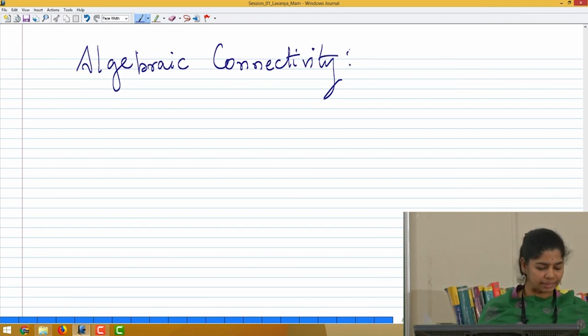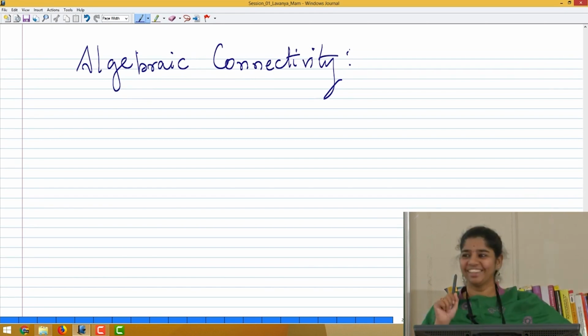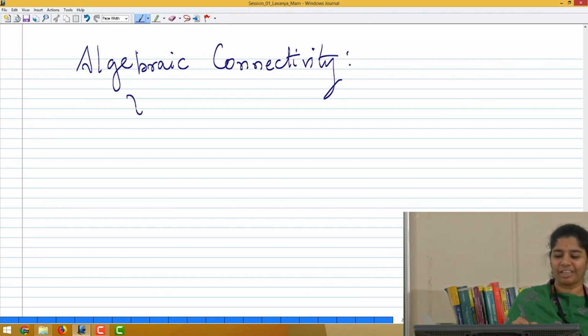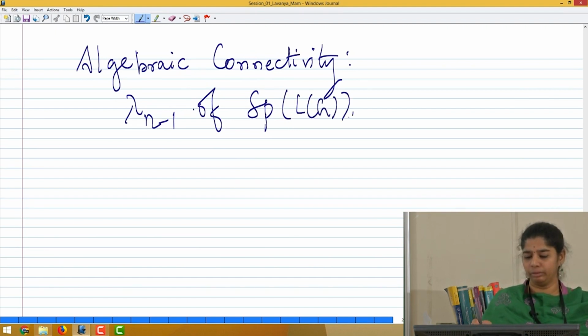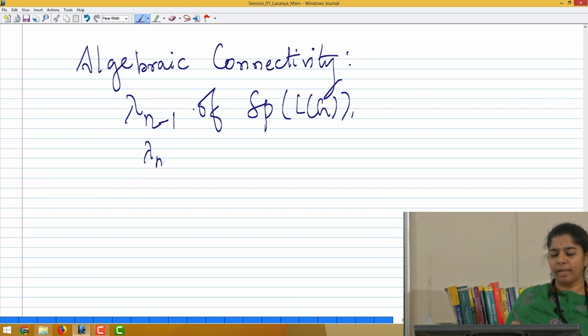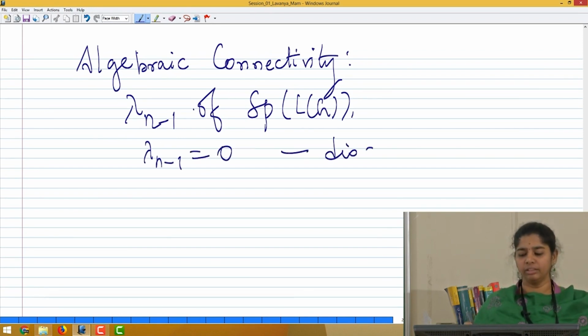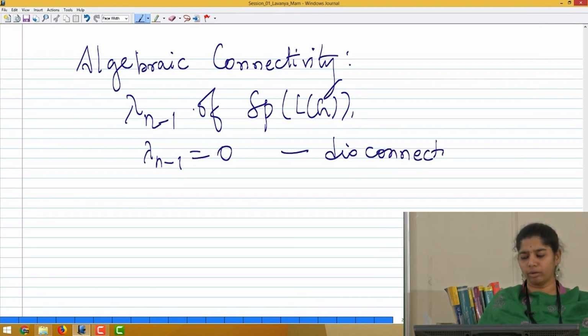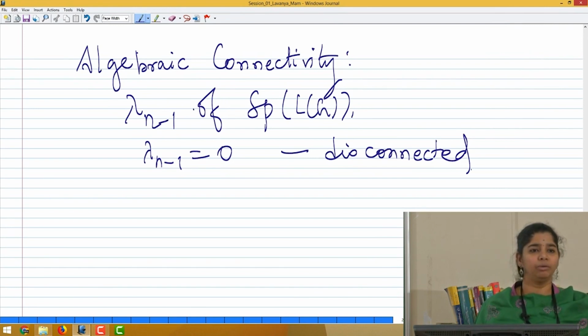So, of all the classes that we have seen, what is the range for this? Not the largest, but the second smallest: we are talking about lambda n minus 1 of the spectrum of L of G. We know one thing: if lambda n minus 1 is equal to 0, my graph is disconnected. So, this is not at all going to give me a good feel. Let us not worry about this 0 eigenvalue.